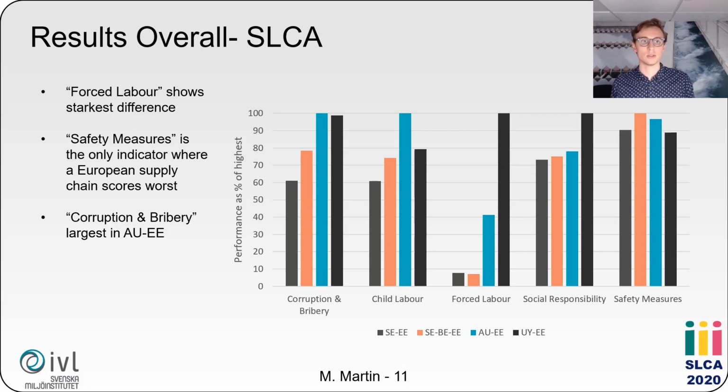And last, you also see that the corruption and bribery is the largest in Australia, which is interesting because it is generally considered to be part of the Western world. And so, corruption and bribery should be less of a thing.